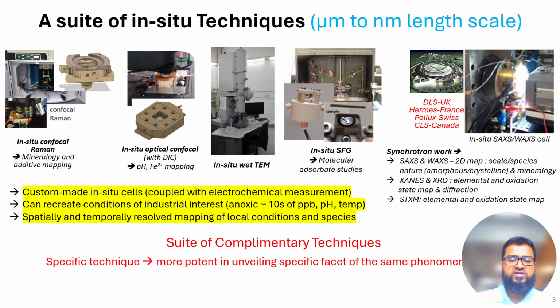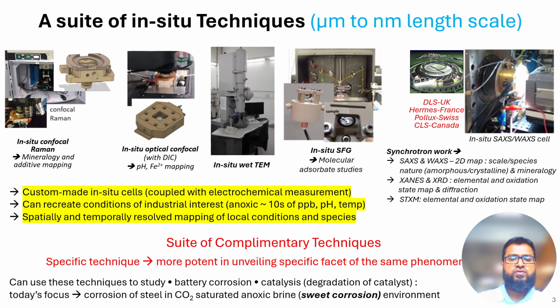own commercially available cell. Using that cell, we can recreate conditions of industrial interest, and we can also execute spatially and temporally resolved mapping of the local conditions and species. This could be used for so many applications, including the corrosion of the battery interface, catalysis, degradation of catalyst, but today's focus will be on corrosion of steel in a CO2 saturated anoxic brine, which is also known as sweet corrosion environment.